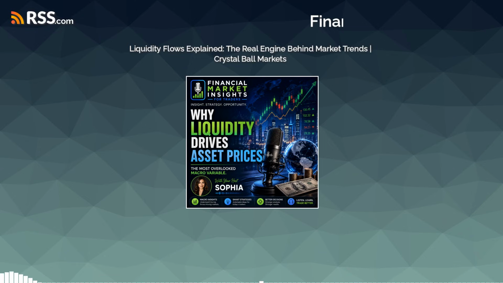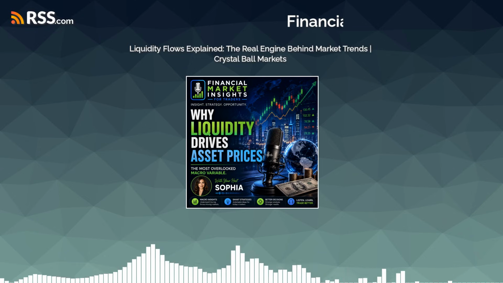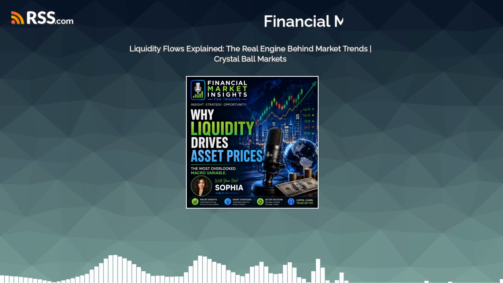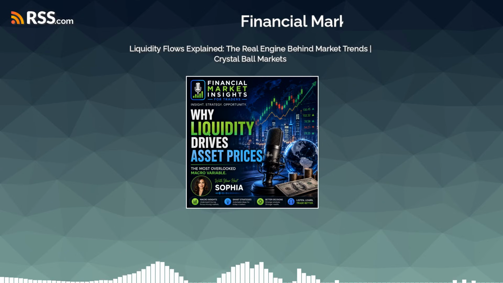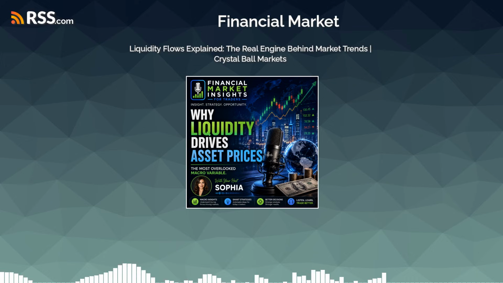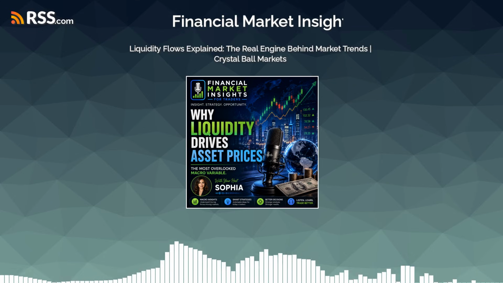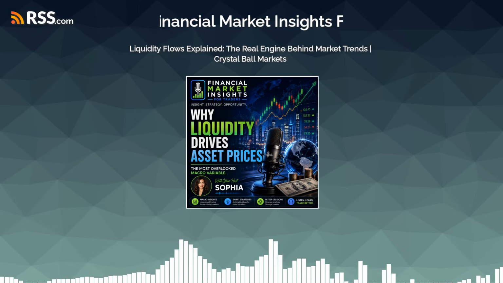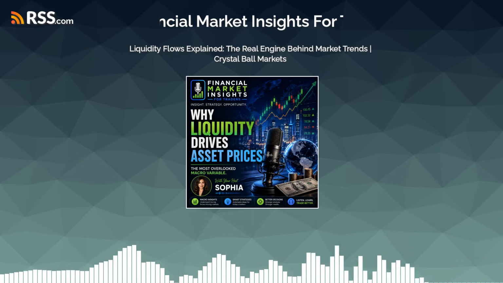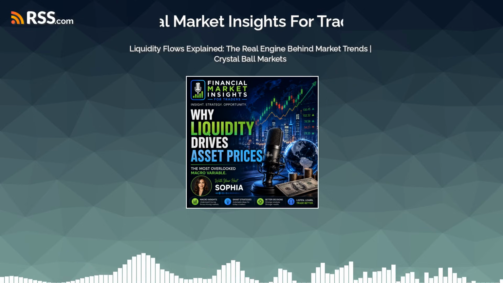Liquidity and interest rates. Interest rates are one of the most important channels through which liquidity affects markets. When interest rates decline, borrowing costs can fall. Companies may find it cheaper to finance investments. Consumers may have greater access to credit. Investors may reassess the attractiveness of bonds relative to equities and other assets.